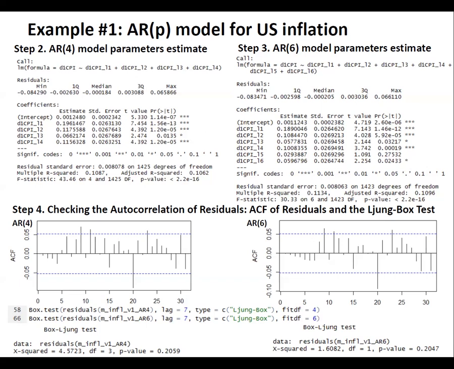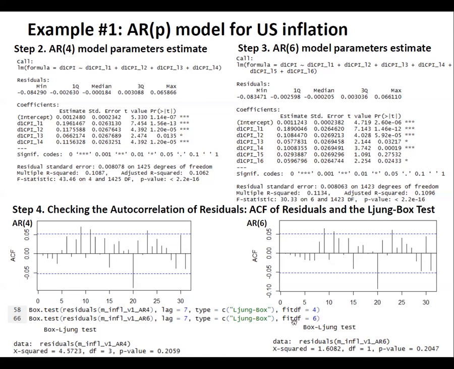That is, it means that we cannot reject the null hypothesis of the absence of autocorrelation. In fact, here the AR4 model turns out to be suitable with a p-value of 0.2. That is, at the 10% significance level, we have no correlation, it has no autocorrelation.